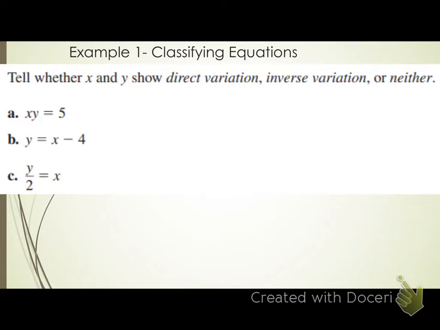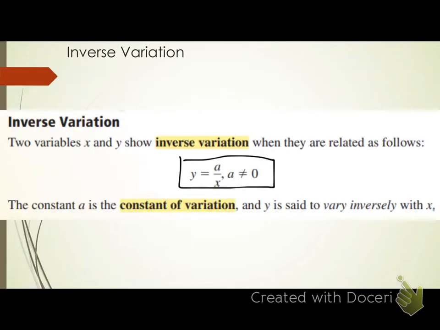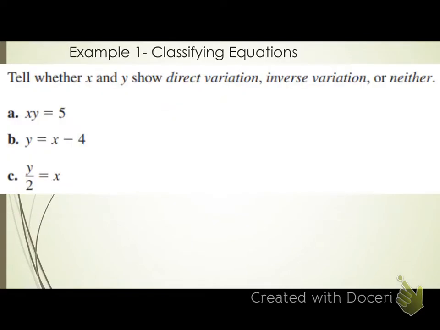So, here's our first example. Tell whether x and y show direct variation, inverse variation, or neither. What was it for direct variation? Y equals ax. What was it for inverse? Y equals a over x. So it gives me our problems. Letter A is xy equals 5.